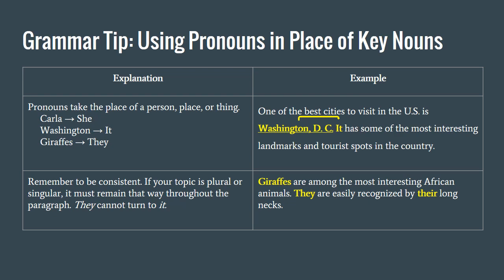Okay, so let's move on. Now, remember, you need to be consistent. So this is not just pronouns taking the place of nouns, but if your topic is plural or singular, it needs to remain the same way throughout the entire paragraph. So if we're talking about giraffes, "they" can't turn into "it." So let's look at the example here. This is correct: "Giraffes are among the most interesting African animals. They are easily recognized by their long necks." A common mistake here would be if instead of "they," we wrote "it is easily recognized by its long neck." That would be incorrect because we want to maintain consistency throughout. So we're going to maintain plural or singular with our topic.